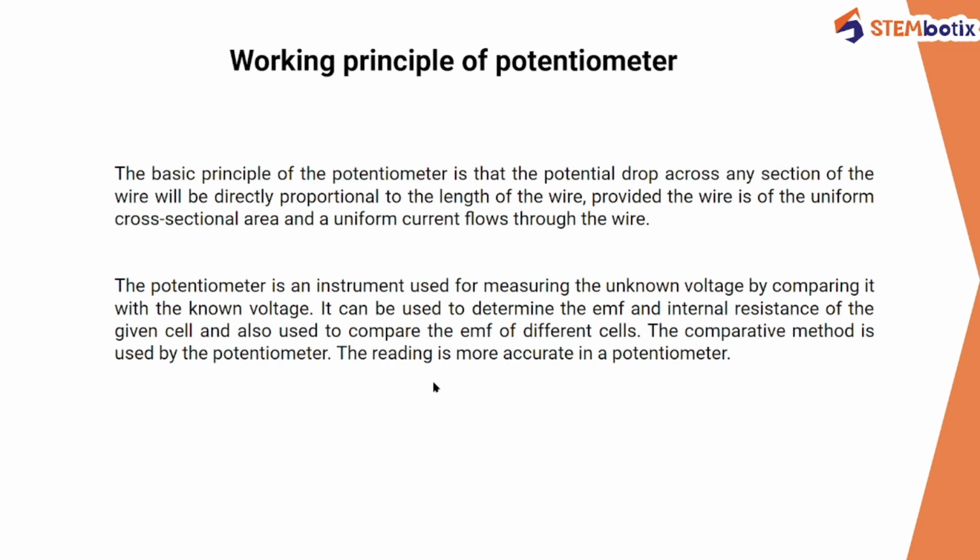The working principle of any potentiometer is that the potential drop, or you can say voltage drop, across any section of the wire will be directly proportional to the length of wire, provided the wire is of uniform cross sectional area and a uniform current flows through the wire. So the condition is only that the wire which is used in the potentiometer should be of uniform cross sectional area and a uniform current should flow through the wire.